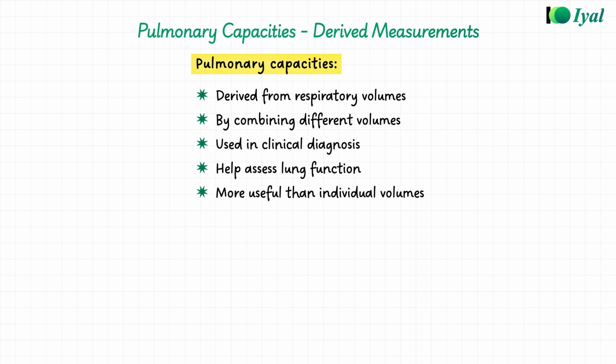Now we can combine different respiratory volumes to get what we call pulmonary capacities. These are more useful measurements than individual volumes because they give us a better picture of lung function, and they are very important for doctors to diagnose if there is any lung disease.